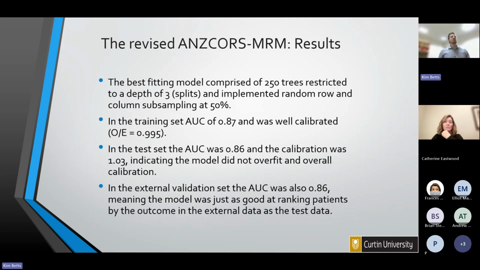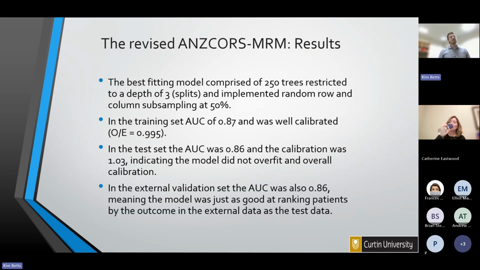So the best fitting model comprised of 250 trees. If you remember the trees, a tree I showed you a few slides back, very simple trees that only allowed you to split the sample 3 times. So 3 splits, and implemented some other tricks, which we can talk about later if people are interested.